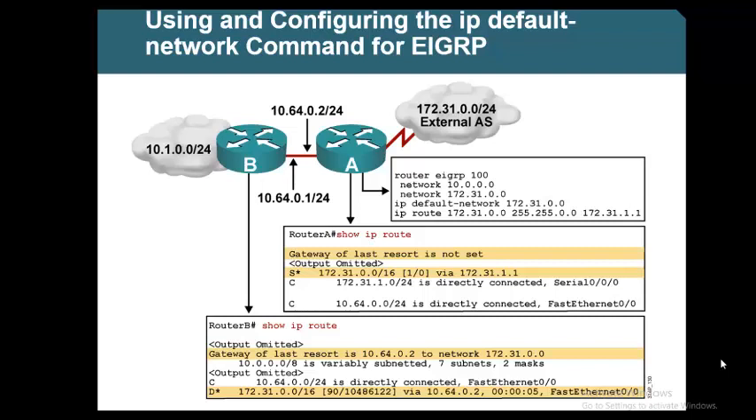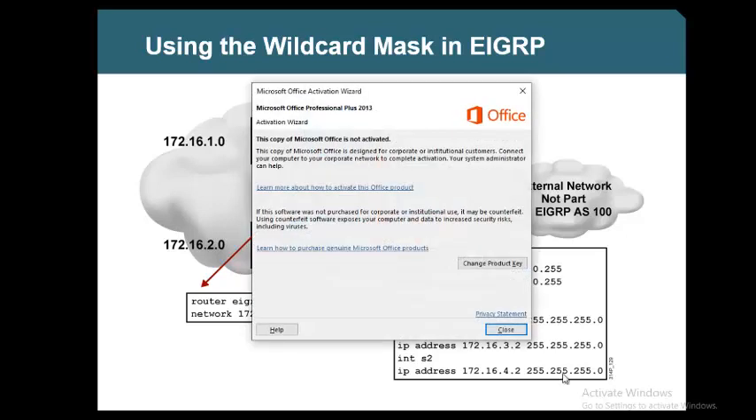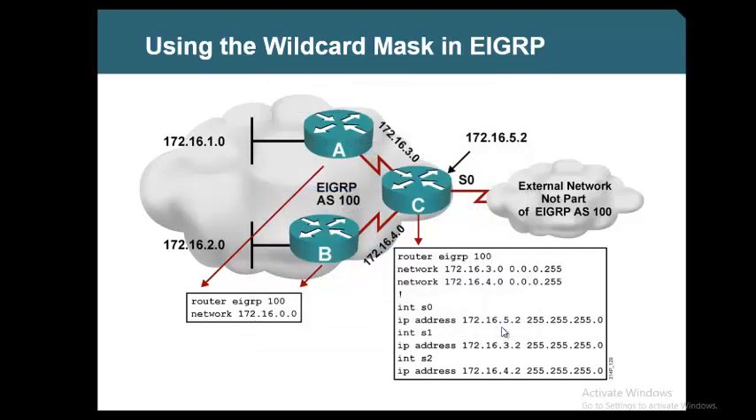So, till now we have seen the features of EIGRP, the basic configuration of EIGRP. And this is where we stopped in the previous class. Now, what we learned here is the last topic. What we learned here is when you configure EIGRP, you have an option to use wildcard mask.